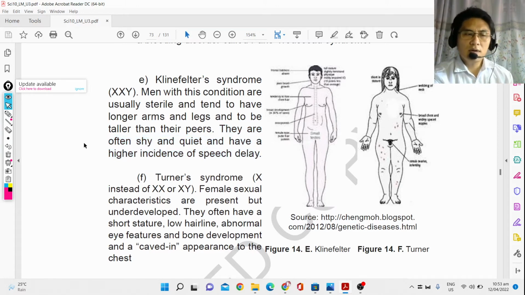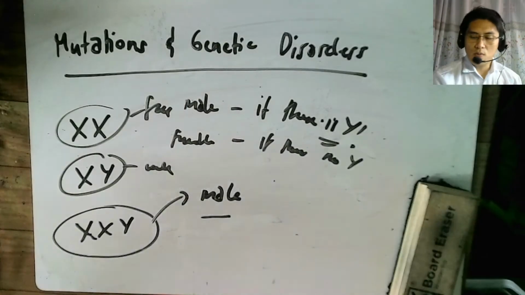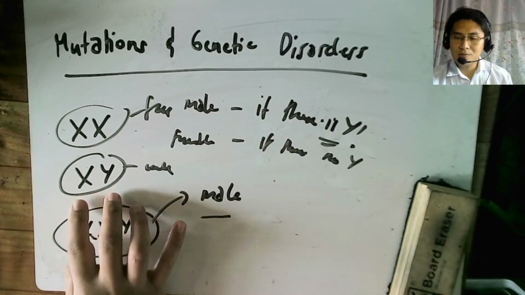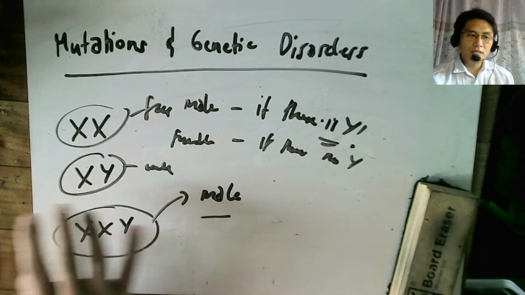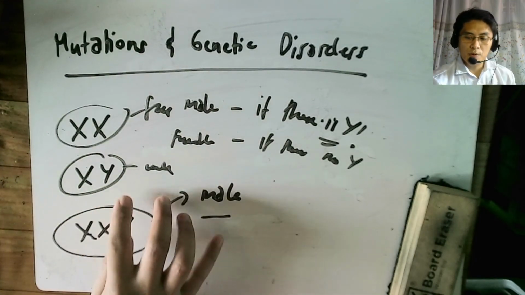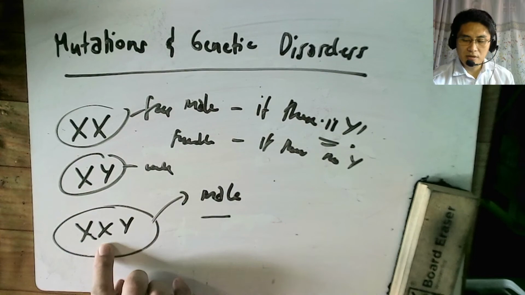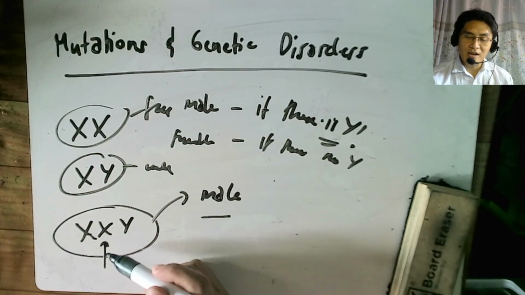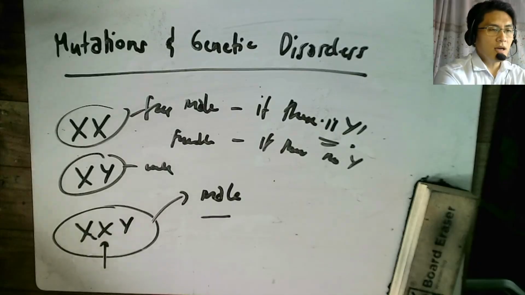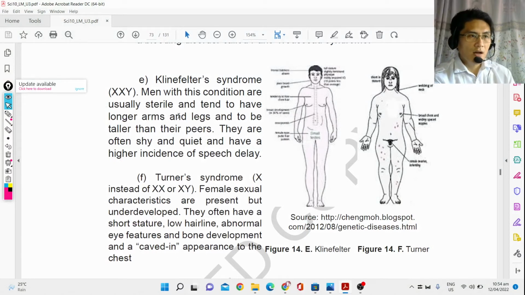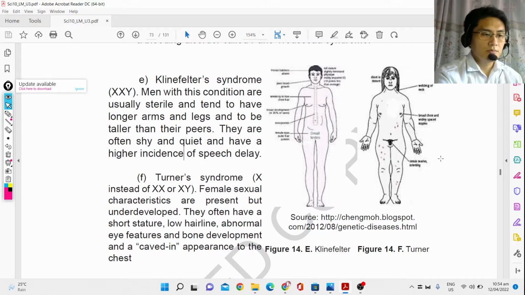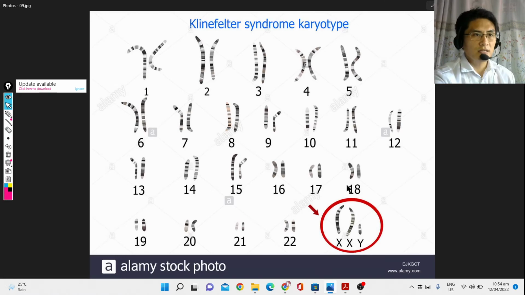So as you can imagine, this XY is the sex chromosome. It also has something to do with sperm production, because of the Y. But then it gets hindered because there's another X, right? So that is probably the reason why they are sterile. They're not able to produce offspring, right? So that's Klinefelter syndrome.